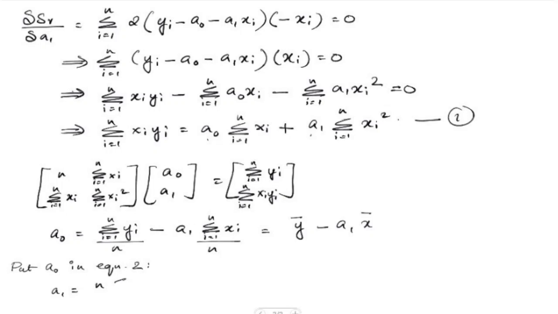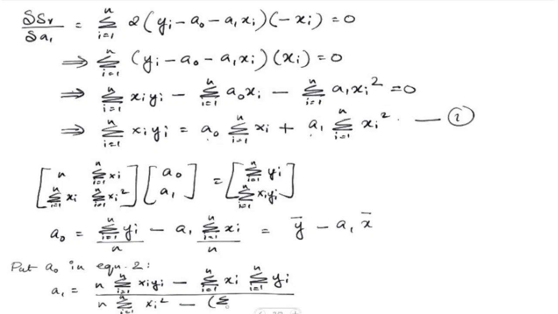The formula for a1 will be n times the summation from i = 1 to n of xi yi, minus the summation from i = 1 to n of xi times the summation from i = 1 to n of yi, divided by n times the summation from i = 1 to n of xi squared, minus the whole thing of the summation from i = 1 to n of xi, squared.